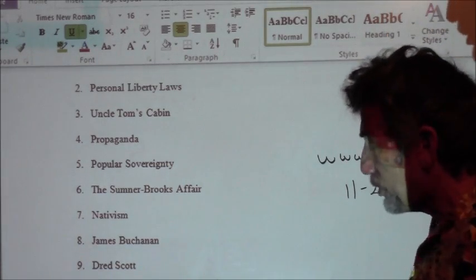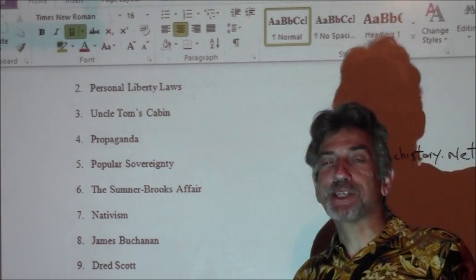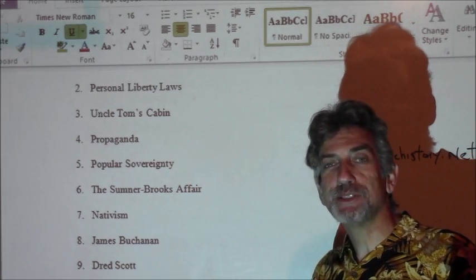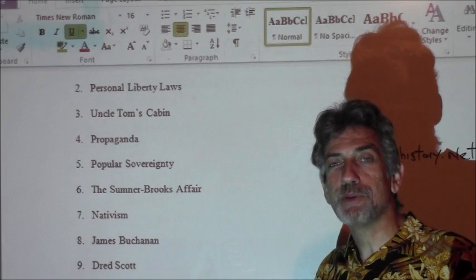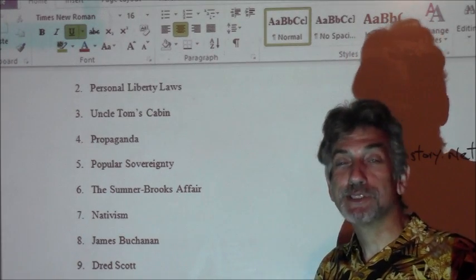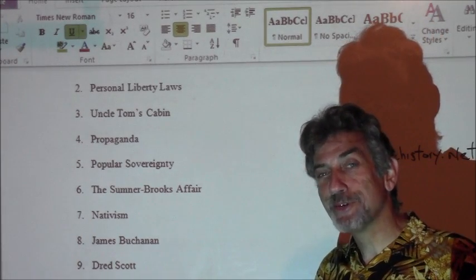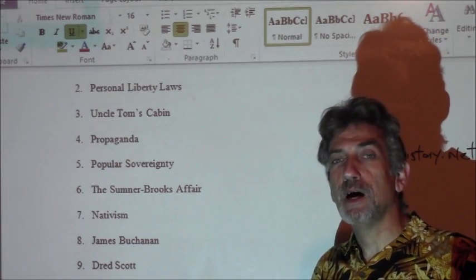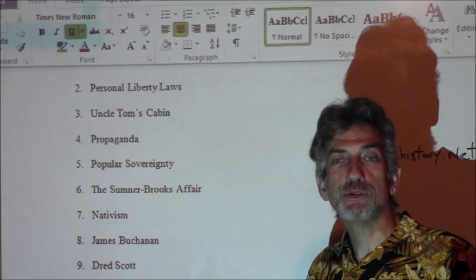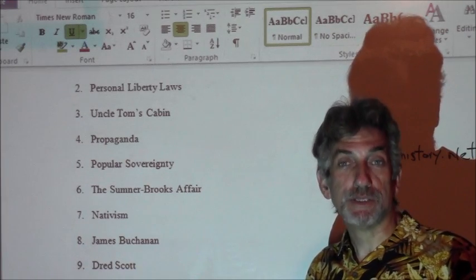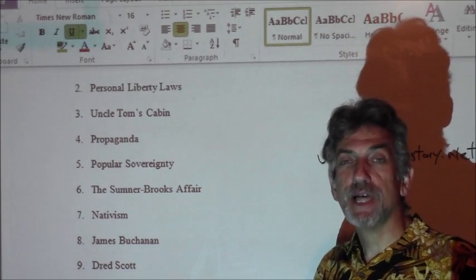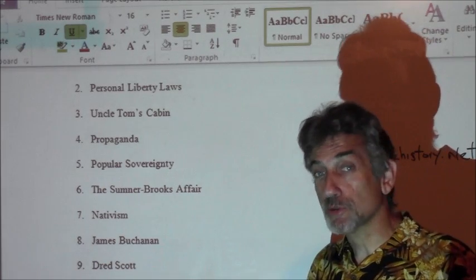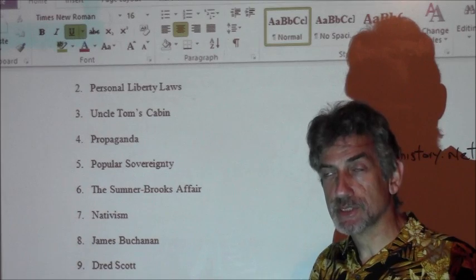Nativism. Nativism is a cousin of racism, and nativism basically says that the United States belongs to the people who were here first. Of course, the silly point behind nativism is, well, who was here first? The nativists were really talking about the Anglicans, the people of Northern European descent who spoke English and who were Protestant, and they disliked immigrants coming from Europe who would take jobs, who believed in Catholicism, notably the Irish, and those are called the nativists.